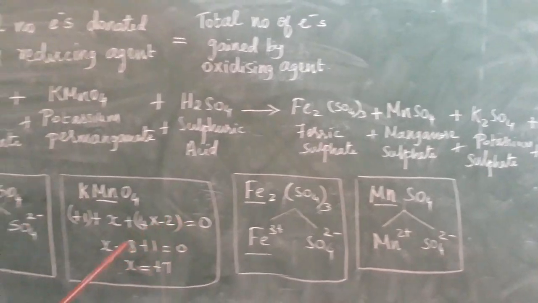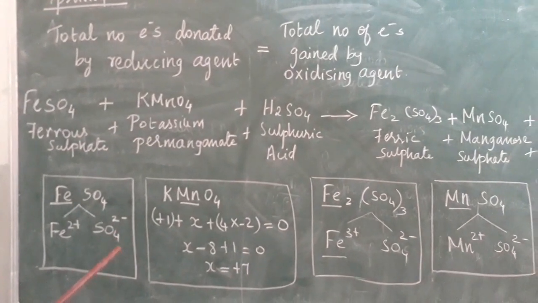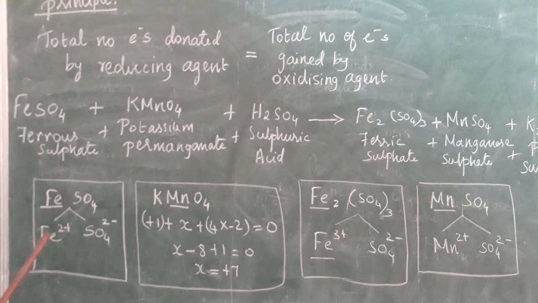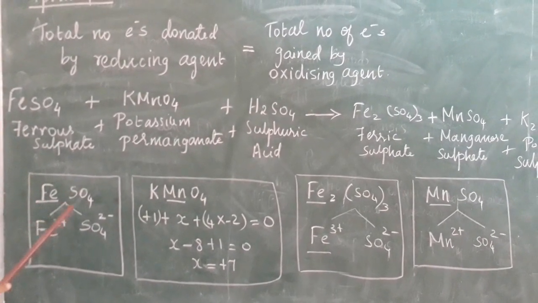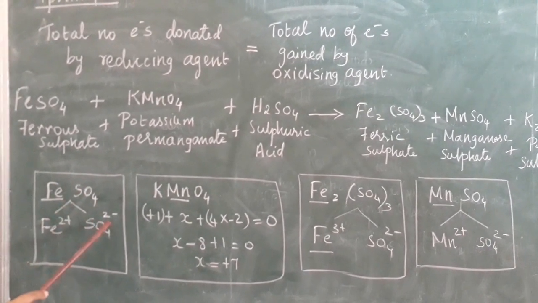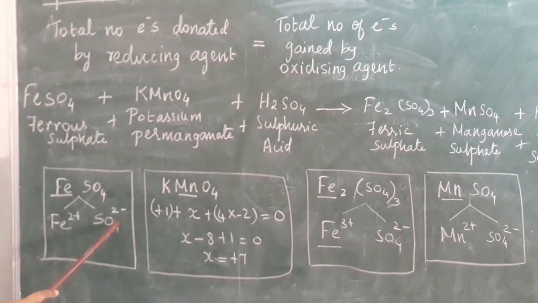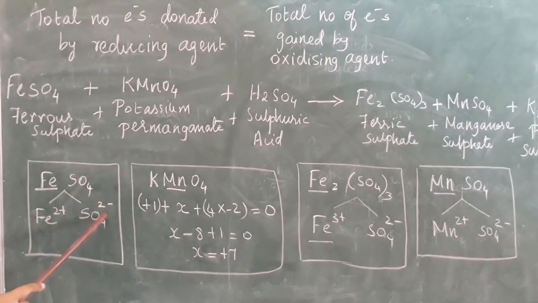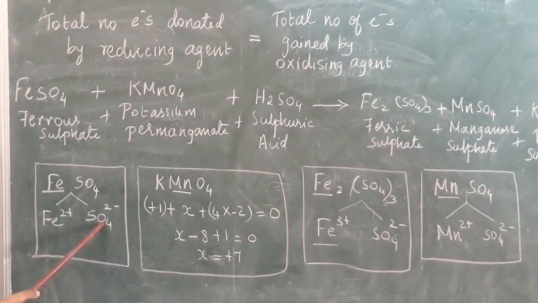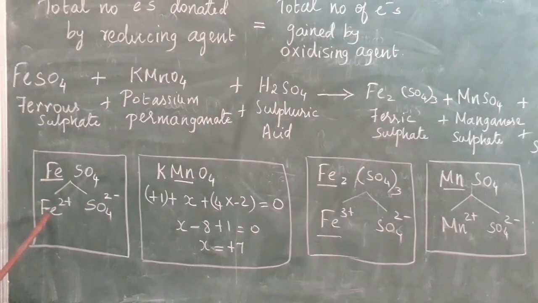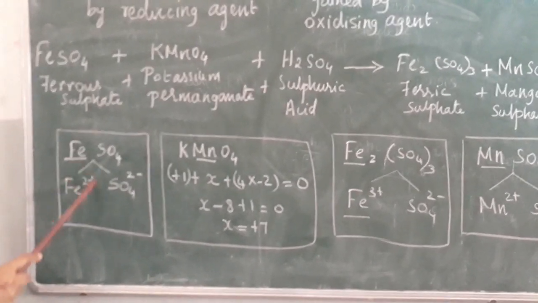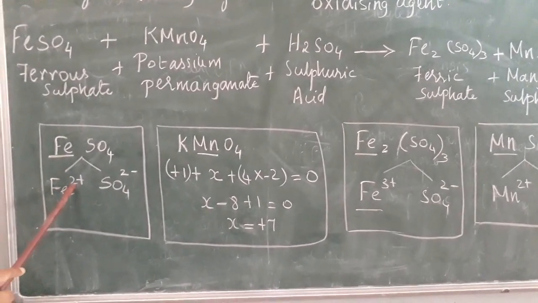Here, first of all, we have to find out the oxidation number for some atoms. In ferrous sulfate, we already know the sulfate is -2. I already told you, keep it in mind, sulfate is -2. So sulfate -2 means the iron is Fe2+. The oxidation number of iron here is 2+.